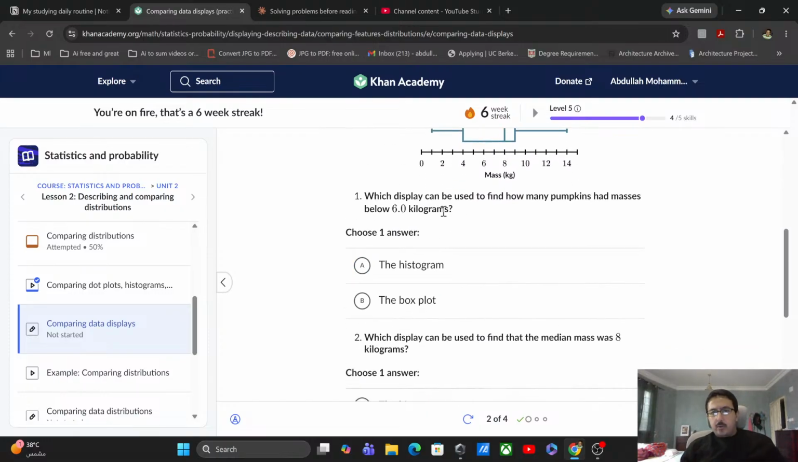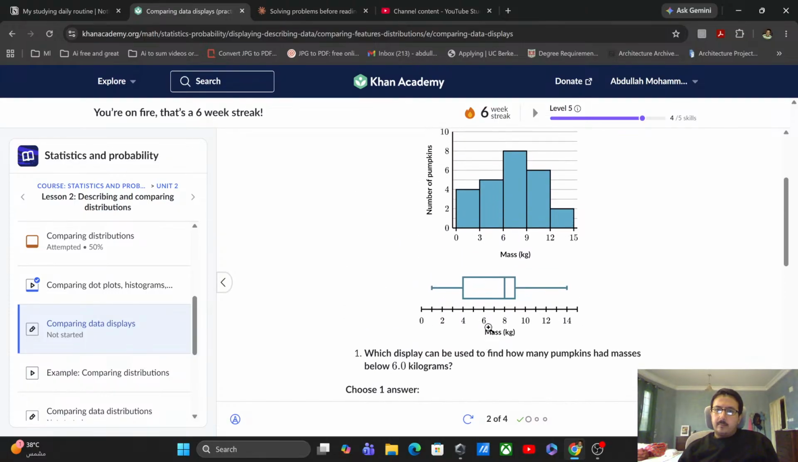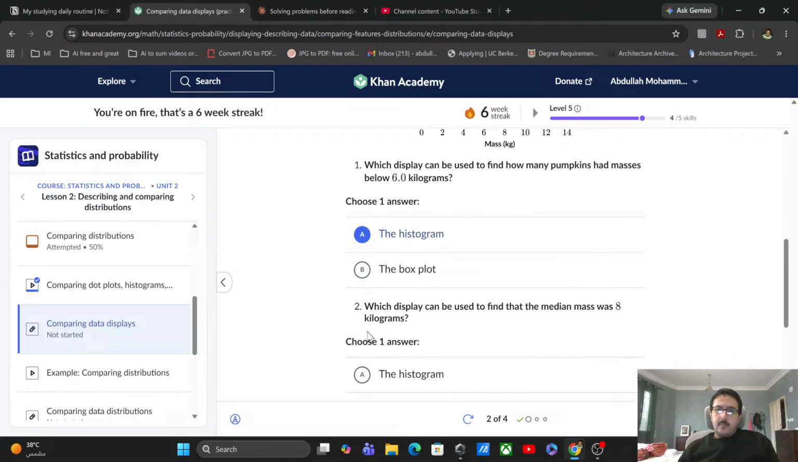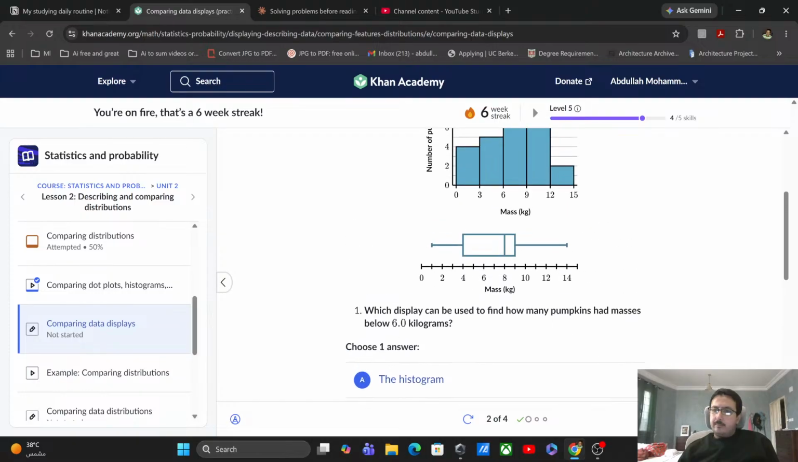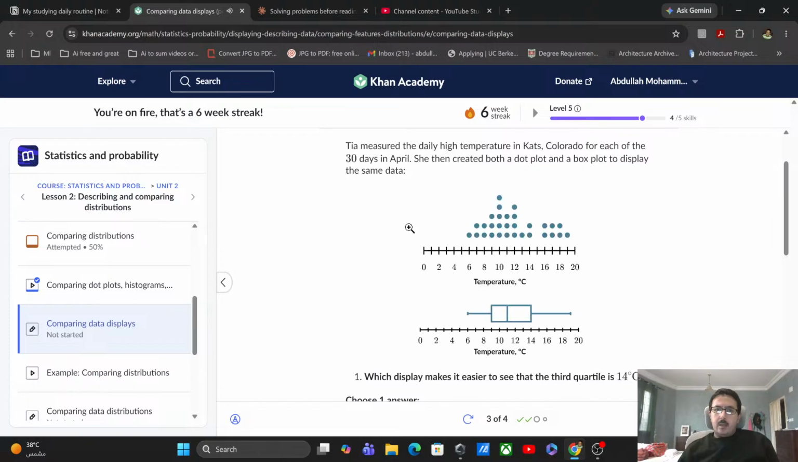Which display can be used to find how many pumpkins are below 6? Histogram. Which display can be used to find the median mass? Say 8 kilograms. Box plot. Okay.